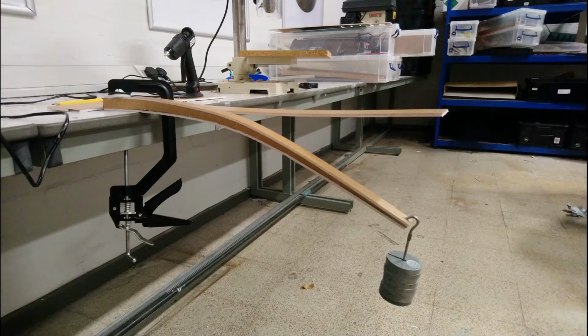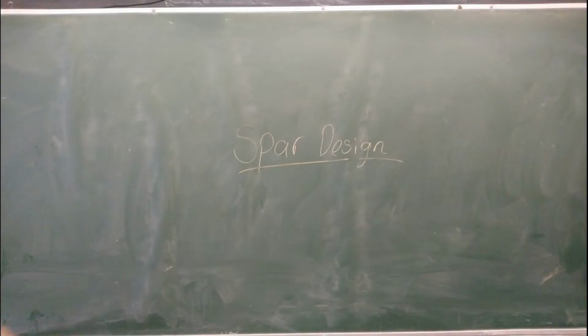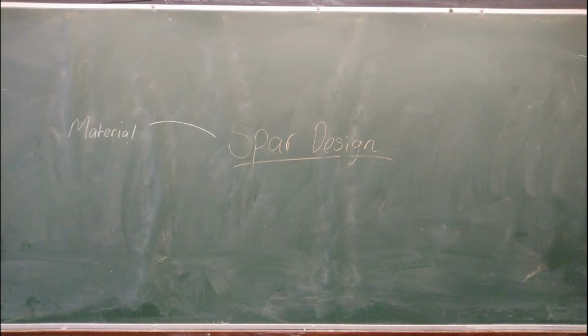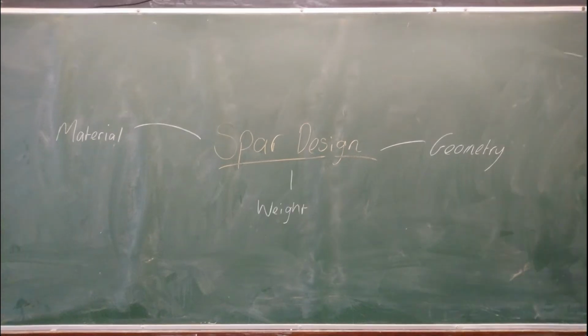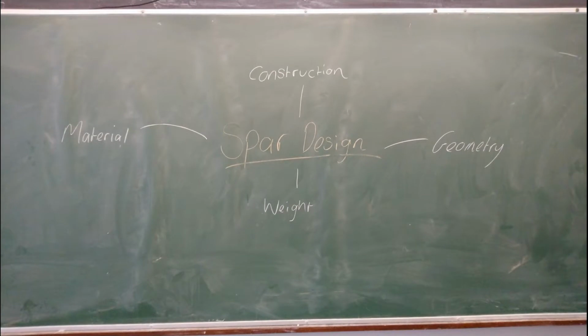So we begin our journey at the chalkboard as we create a conceptual design for our spar. So our main concerns are: what material do we have to work with? What shape do we want the spar to be? How do we minimize the weight of the spar in total? And how can we construct it? What tools do we have?